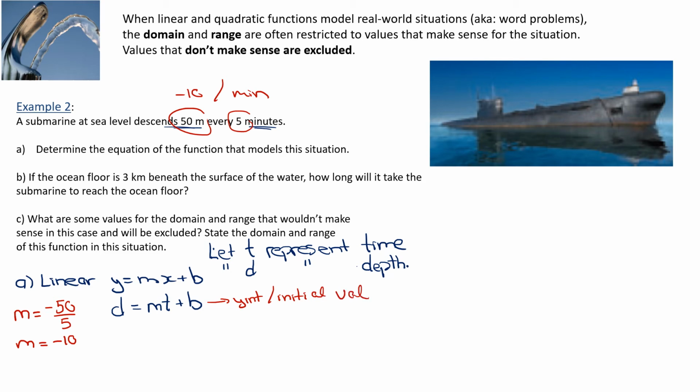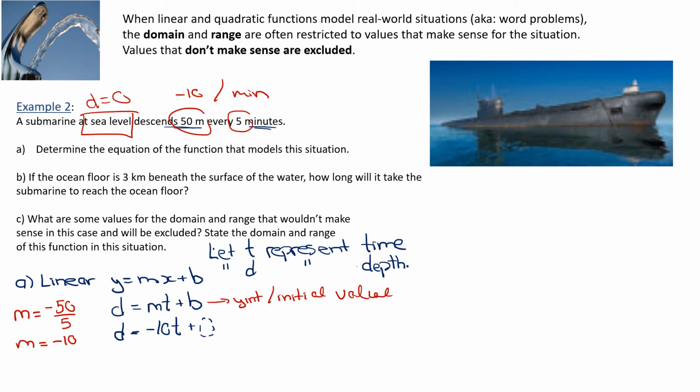Initial value. So where are we starting? Where is this submarine starting here? So it's starting at sea level, and sea level has a depth of 0, right? Sea level. So our equation is D equals negative 10t plus, now you can put a 0 here, I'm just going to make an invisible 0. We don't really need that 0 there. You can put it there if you want to, but the y-intercept is 0. So there's our answer for part A.